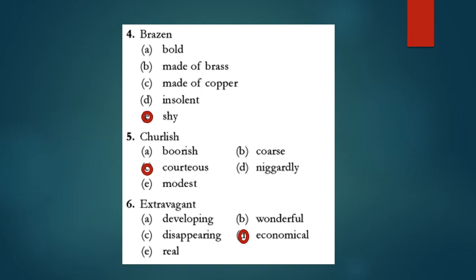Let's take up the fourth word, brazen. And what does brazen mean? Very bold. So the synonym bold is given there, or without shame. That's brazen. Insolent also means very rude, arrogant. So the only antonym will be shy.